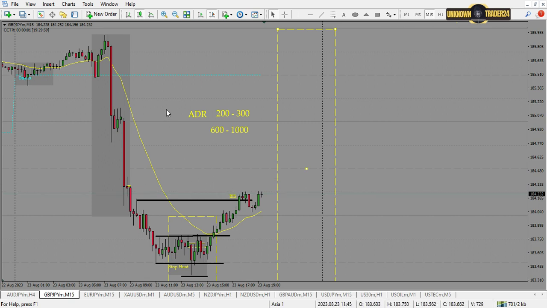So what I'm trying to say is, do not chase moves. Okay, just because the market is falling 200 pips without you doesn't mean you are missing anything. Look at the bigger picture.